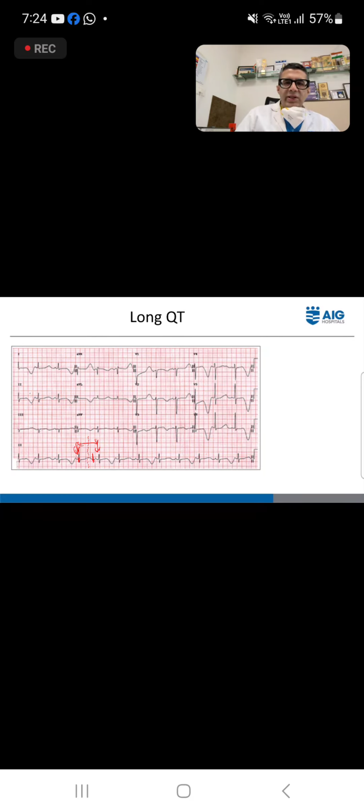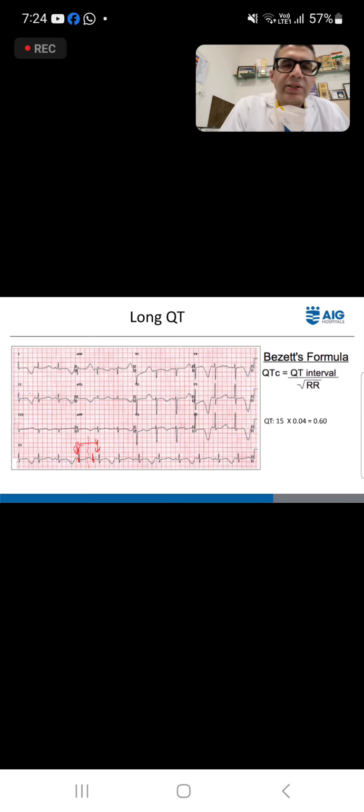So now let us take this example and try to calculate the QT interval in this particular case. So Bazett's formula, we said QTc is QT divided by square root of RR interval. Now QT is how much? Now let's see how many large squares. So this is 1, 2, 3, 4.